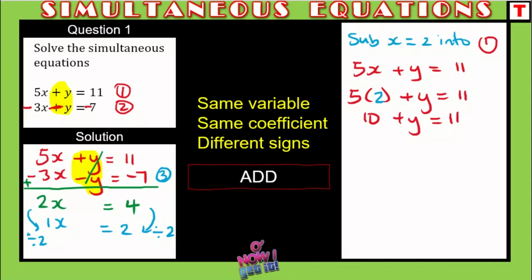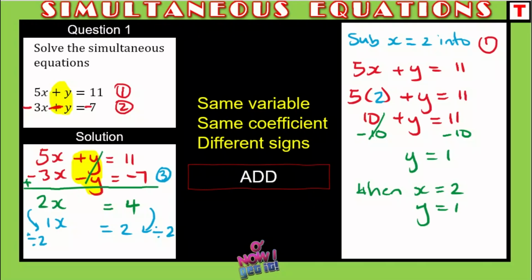So we're going to be subtracting 10 from both sides, and therefore opposites will cancel. So y is going to be equal to 11 take away 10, which is just going to be 1. So we can say that when x is equal to 2, then y would be equal to 1. And that would have been our solution to the equations here.